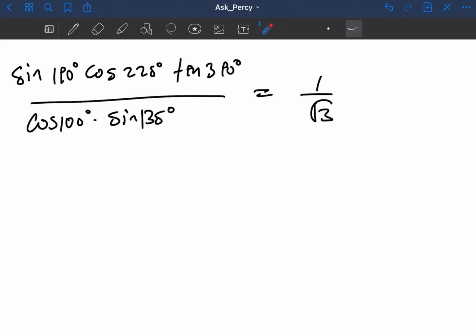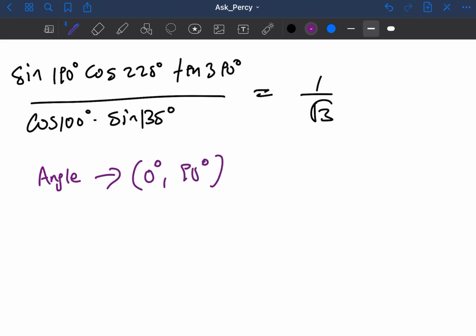Okay, so if you have a question like this, the golden rule here is to take these angles and reduce them into your first quadrant. Reduce them to be between 0 and 90 degrees. That's what you need to do. You reduce all of these angles, 190, 225, 390, 100, and 135, to be between 0 and 90 degrees.